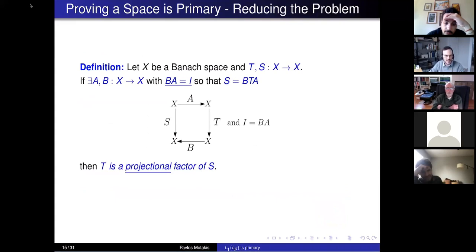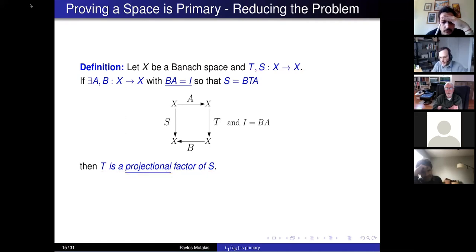So there's a slightly different notion, which I'm not aware of its existence, and maybe if it exists, you can let me know. But me and my co-authors, and no Banach space people I talked to, were familiar with this definition being used explicitly as a tool. So the definition is the following. I have two operators, T and S, defined on the Banach space X, and I say that T is a projectional factor of S.